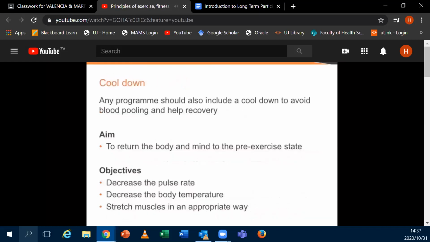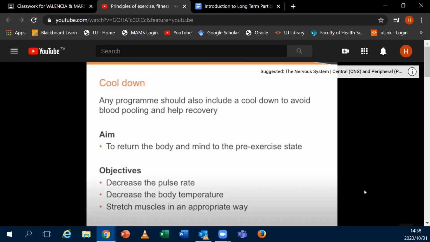Cool down. Any program should also include a cool down to avoid blood pooling and to help recovery. The aim is to return the body and mind to the pre-exercise state. The objectives: increase the pulse rate, decrease the body temperature, and stretch muscles in an appropriate way, such as static stretches and developmental stretches.